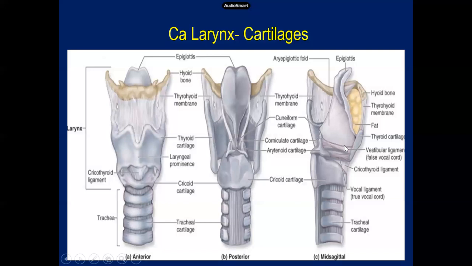And you have two other important ligaments. One is called the vestibular ligament, that is the false cord, which I will show in a CT scan. Then you have the true vocal cord, the vocal ligament. The false ligament extends from the apex of the arytenoid cartilage to the thyroid cartilage. And the true vocal cord, the vocal ligament, extends from the base of the arytenoid cartilage to the thyroid cartilage. And why it is important: there is a membrane called the quadrangular membrane, and there is another membrane, the conus elasticus.